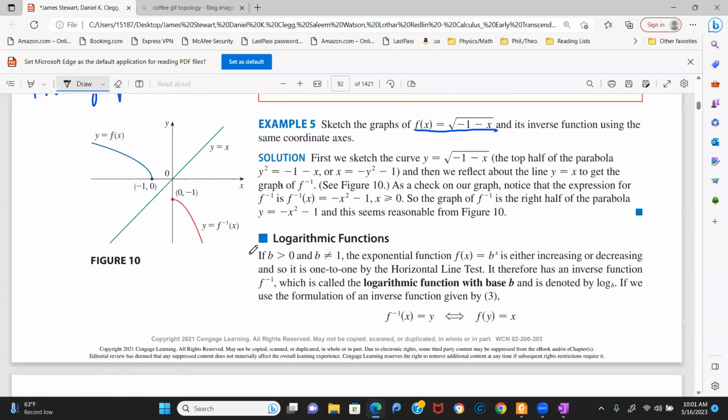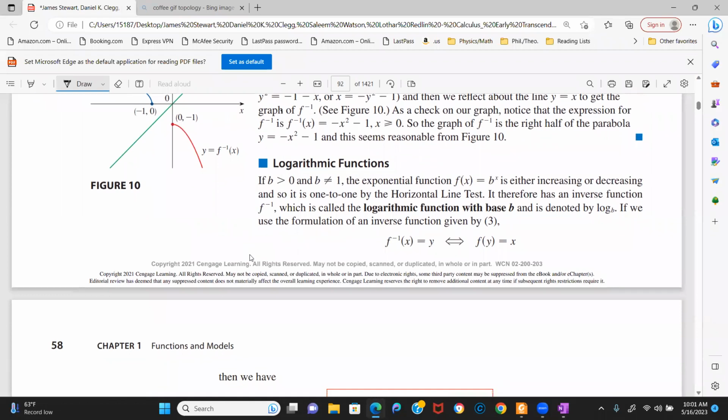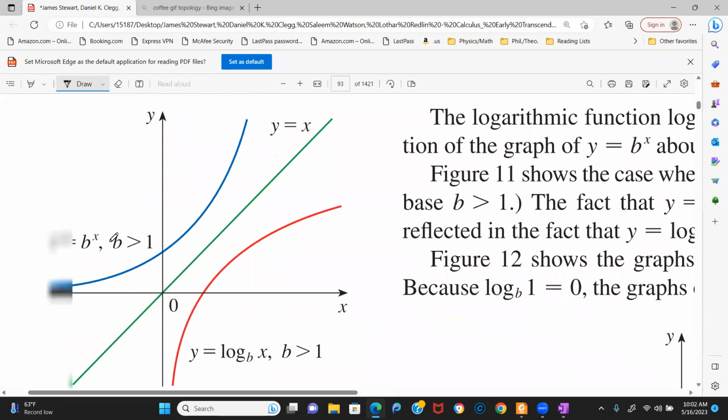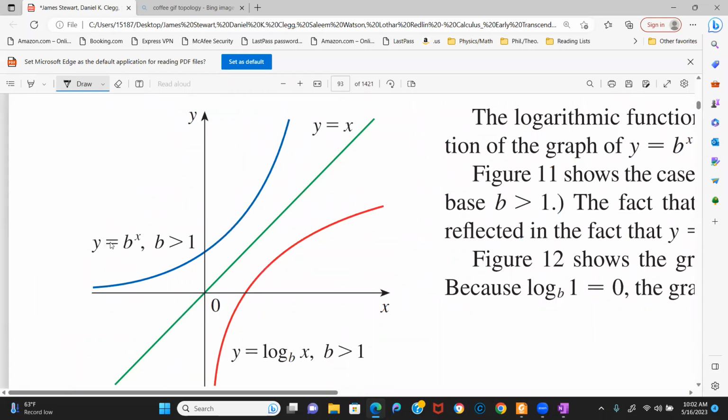All right, so the reason why we can define the inverse function of an exponential function is more or less due to the fact that the exponential function satisfies the horizontal line test. So here's a plot over here. This is just the b greater than one case. See? This blue curve right here is the exponential function, and it clearly passes the vertical line test.